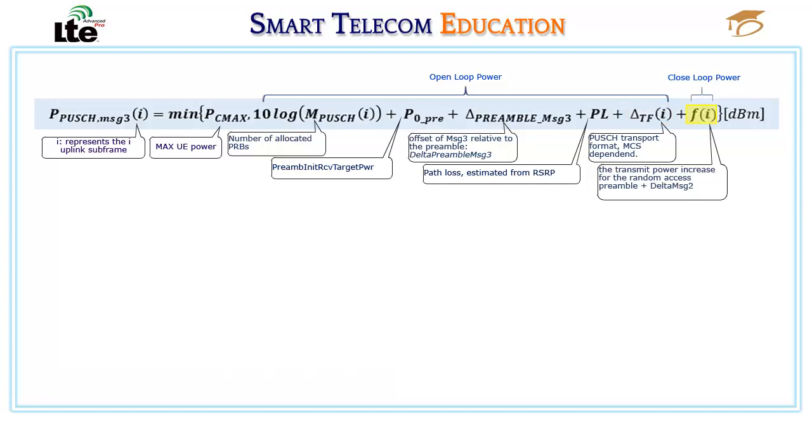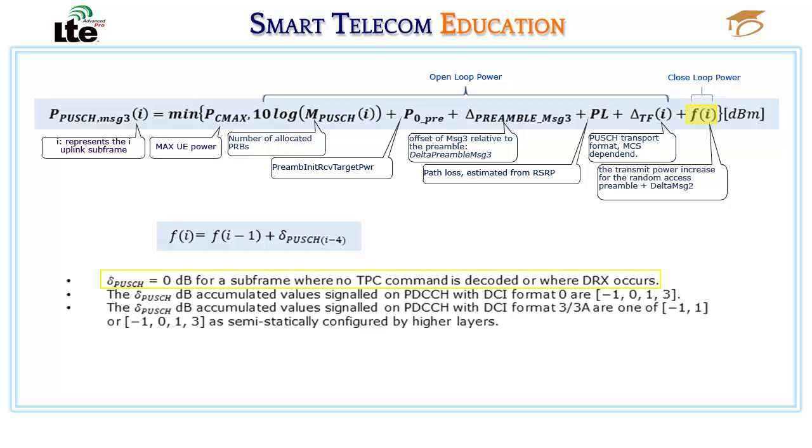f(i) is the PUSCH transmit power adjustment value for the UE, mapped to the TPC command sent over the PDCCH. Delta PUSCH is a UE-specific correction value, also referred to as a transmit power command, and is included in the PDCCH in the downlink. Delta PUSCH (i-4) indicates the correction signaled on PDCCH in subframe i-4. Delta PUSCH equals 0 decibels for a subframe where no TPC command is decoded or where DRX occurs.